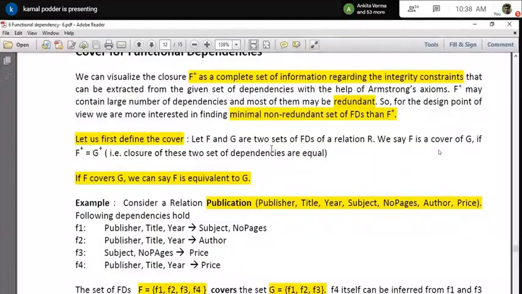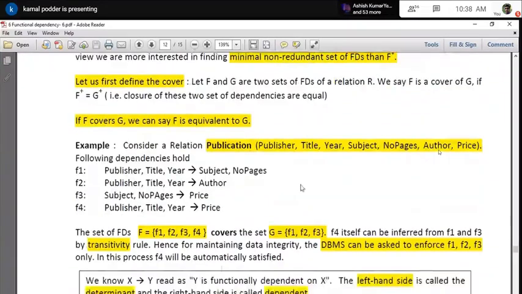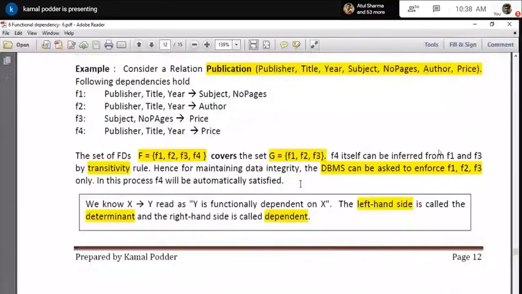So you need not consider F basically. You should consider only the functional dependencies in G, not in F. If F covers G and G covers F, we can say that both are equivalent. So you have to take only the smaller set of functional dependencies, not the huge one. Now, let's take an example.